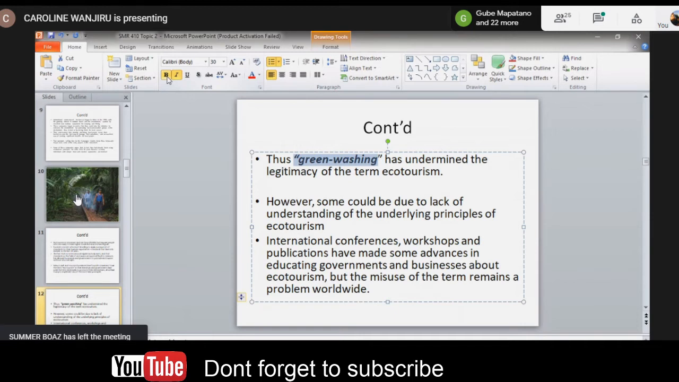So what are the environmental objectives and how are they met? In order for ecotourism to achieve, okay, I think it's a good time to watch this video.